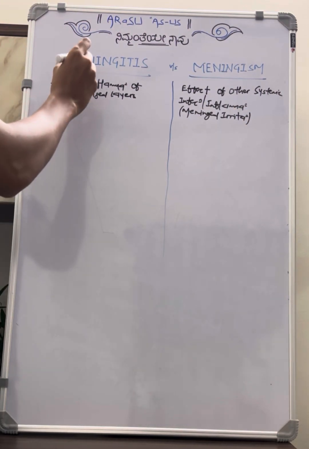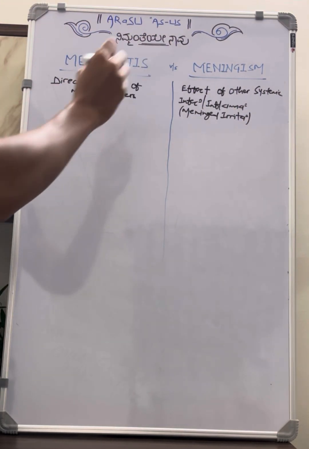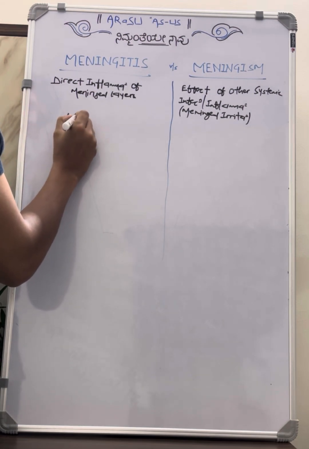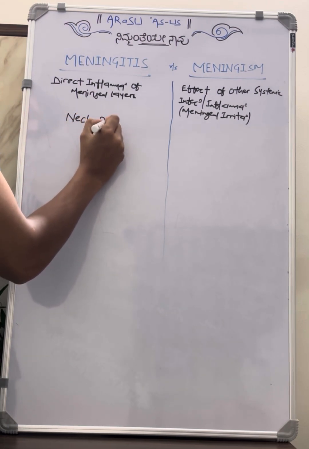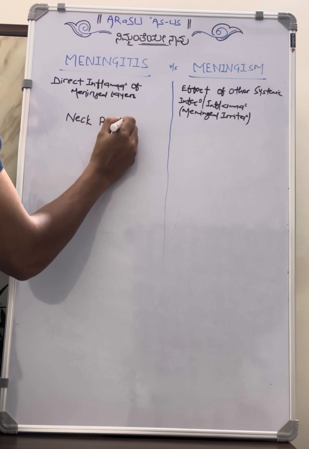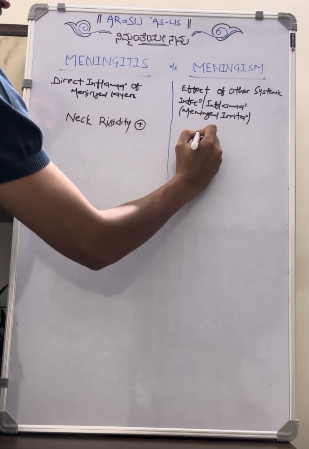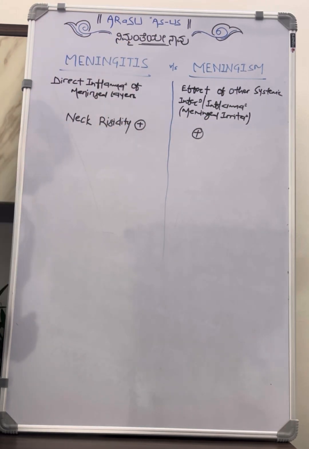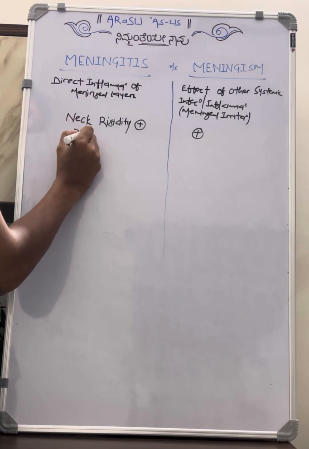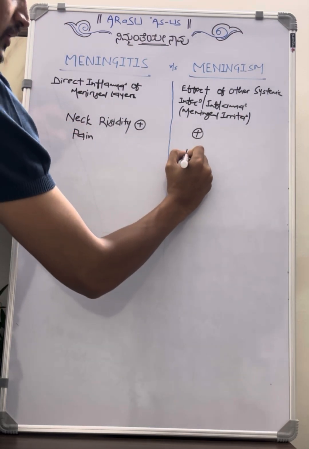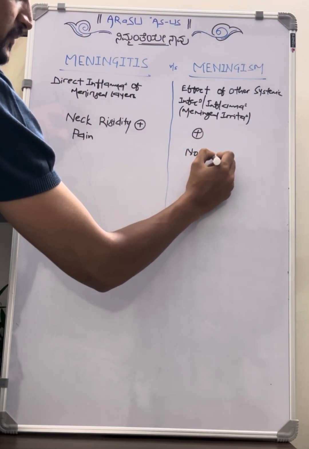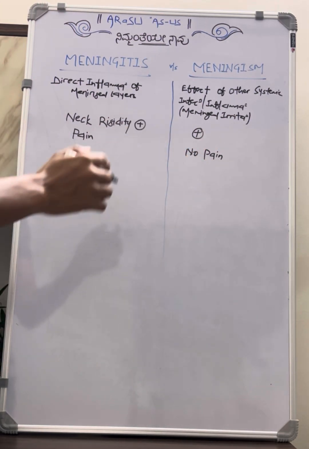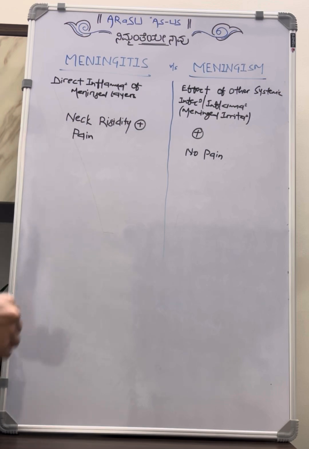And in both meningitis and meningism, there will be neck rigidity. If we check for nuchal rigidity, it is present in both. But in meningitis, as it is due to the inflammation of the meningeal layers, there will be pain. So here, no pain, because it is not the direct inflammation of the meninges.